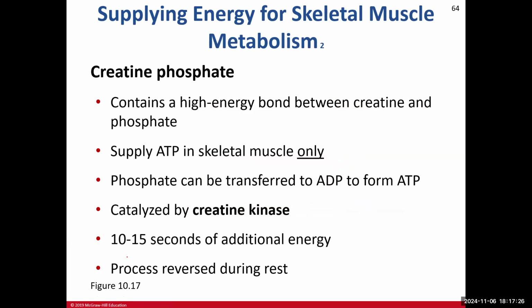So again, it won't last forever, but it will give an additional 10 to 15 seconds, which is very helpful if you're doing a sprint, like a 40-yard sprint, maybe even a 100-meter sprint. That will be very, very helpful. And so, of course, when you're done exercising, we're going to reverse this whole process.